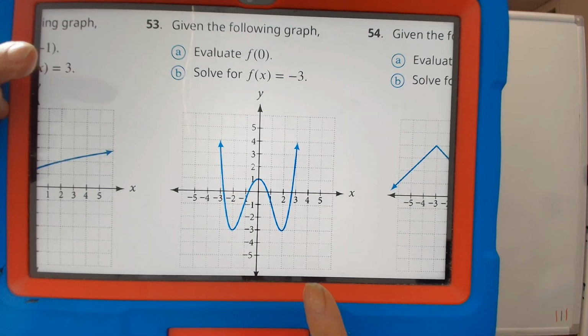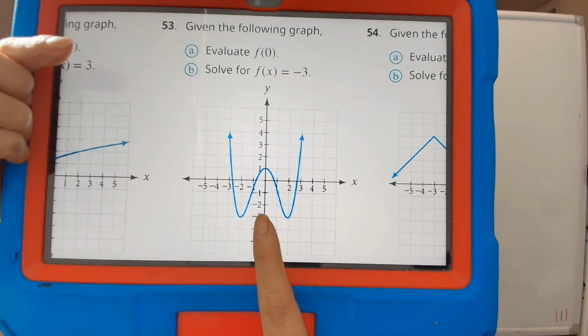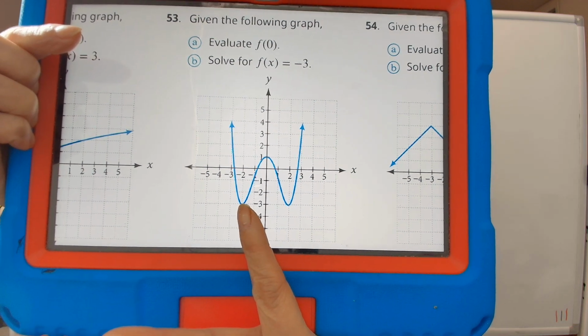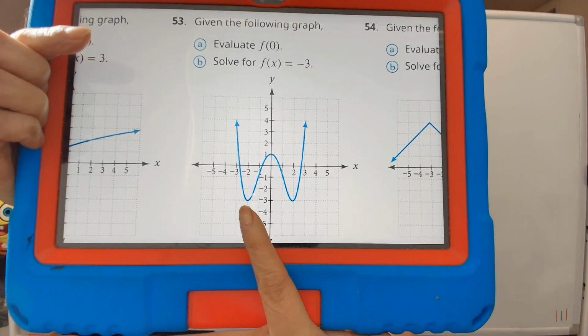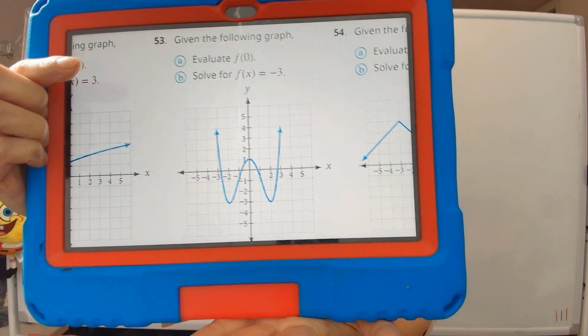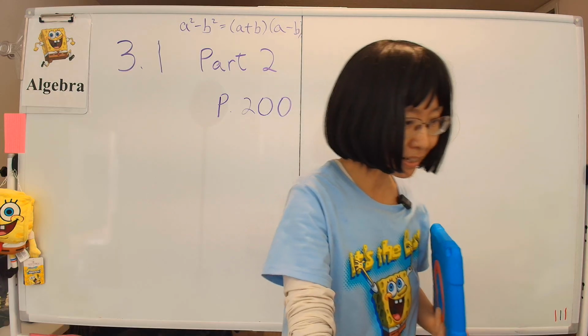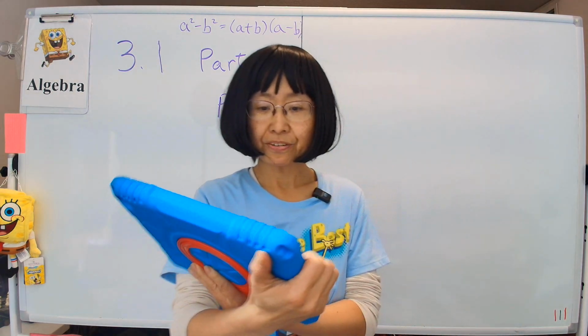Secondly, when is f of x equal to minus 3? So we look down at minus 3. That is the y value of minus 3. What is x? Well, there is one right here and one over here. It appears to be plus and minus 2. These two bumps, and yep, it seems to be 2 and minus 2. So far, so good. Now next, let's look at problem 55.